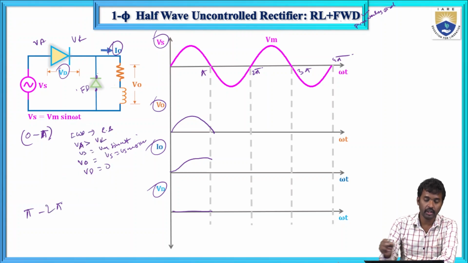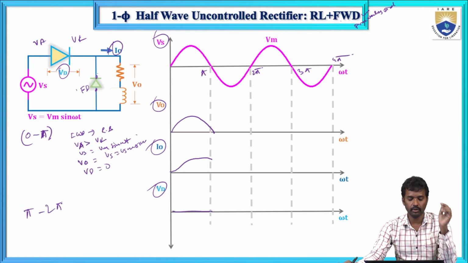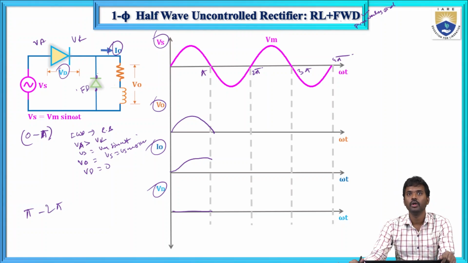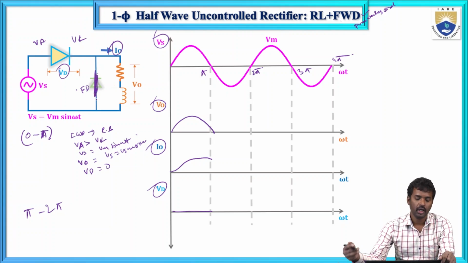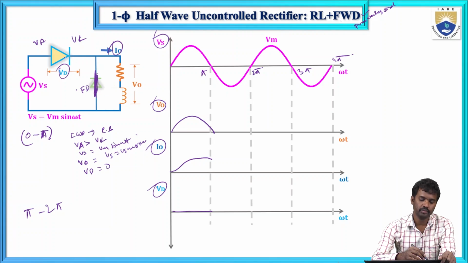So what will happen? Here continuous conduction mode is possible in this case, because of the freewheeling diode. So from pi to 2 pi, what will happen? It acts as a short circuit, and the other one will be open circuit.